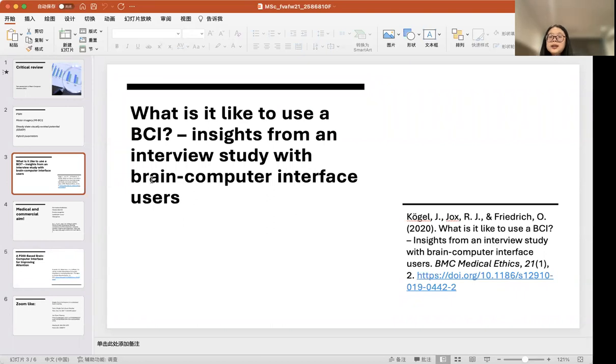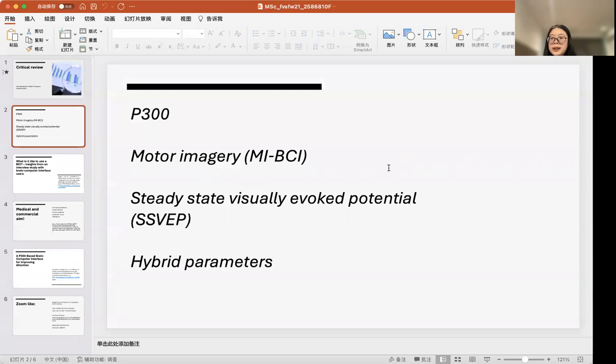So next, let us see there are four main kinds of parameters of the BCI system. The first is the P300, the second is motor imagery, which is also called MIBCI. The third one is steady-state visually evoked potential. And finally, there are hybrid parameters.